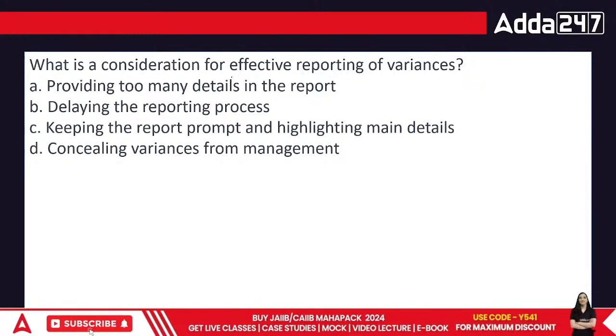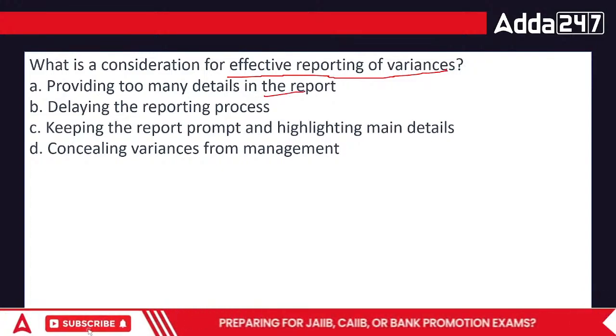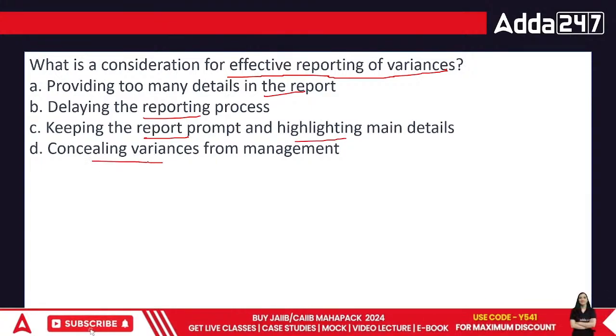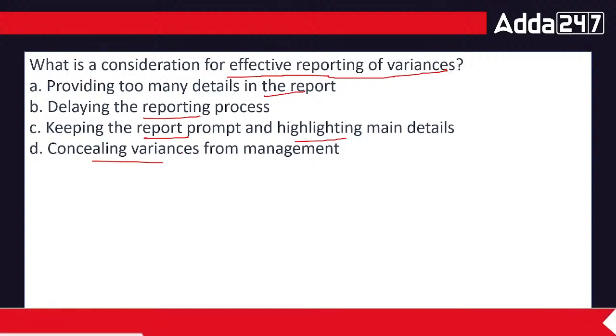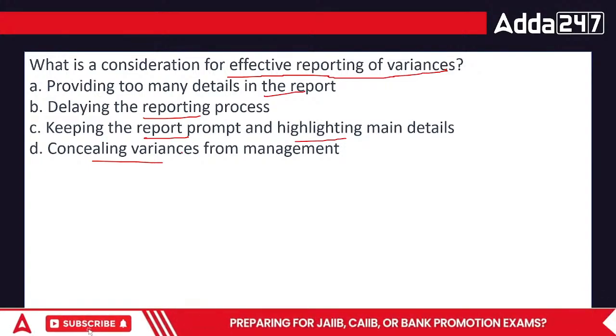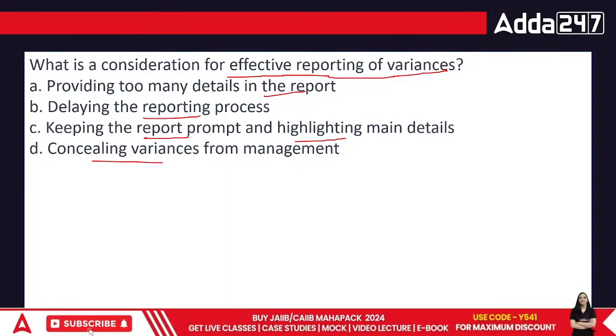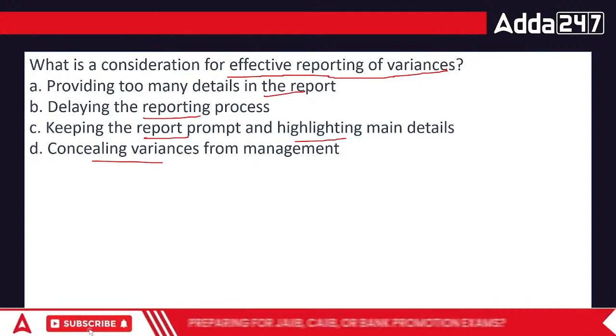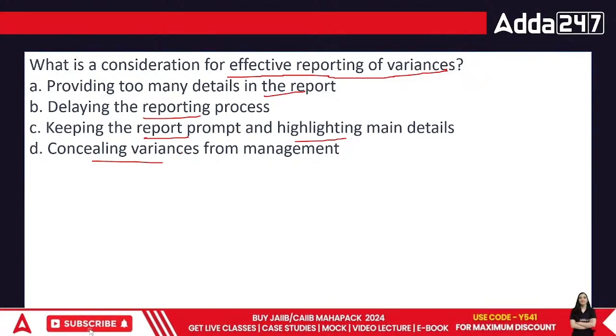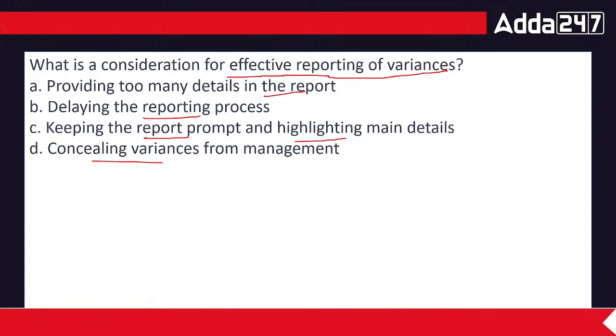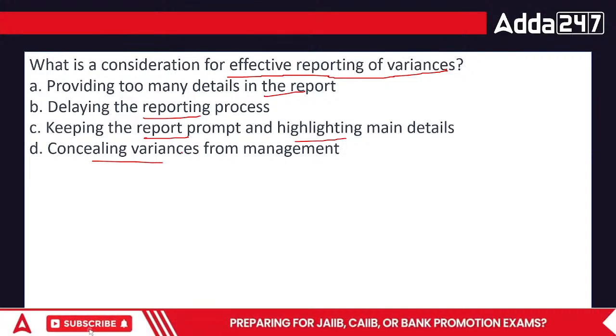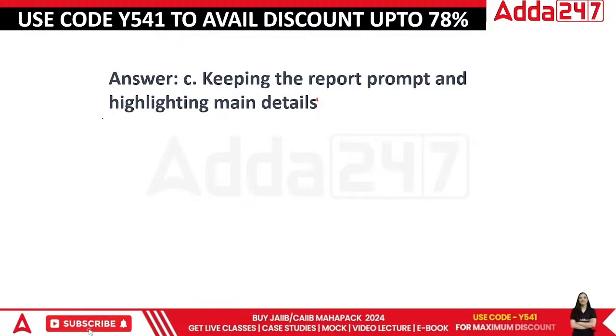What is the consideration for effective reporting of variances? Providing too many details in the report, delaying the reporting process, keeping the report prompt and highlighting main details, or concealing variances from the management. What's going to be the answer according to you, everyone? Why do we report? The considerations are that you are not going to delay the report. You cannot provide too many details, but you have to keep the report crisp, and at the same time highlight the main details, because if the main details aren't highlighted, there would be too much confusion in it.